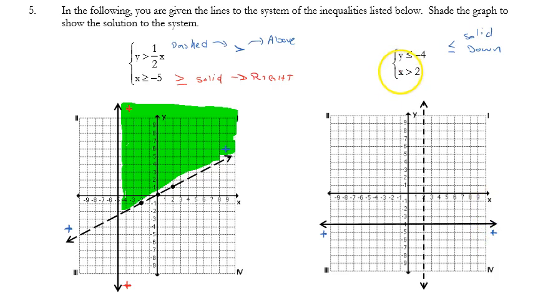The second one is x, that's left or right. This symbol means a dashed line, and it means right. So go to the arrows and put a plus sign on the right side. And again, I'm looking for the section, the quadrant, that has 2 plus signs, which in this case is the bottom right. This is the section that gets shaded in. I don't shade anything else in.